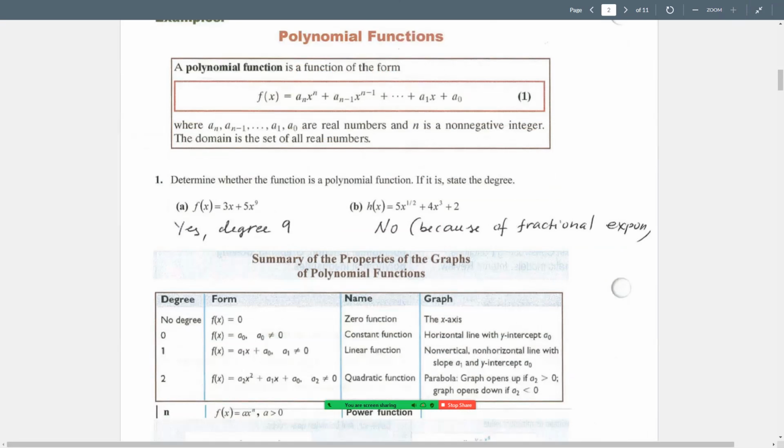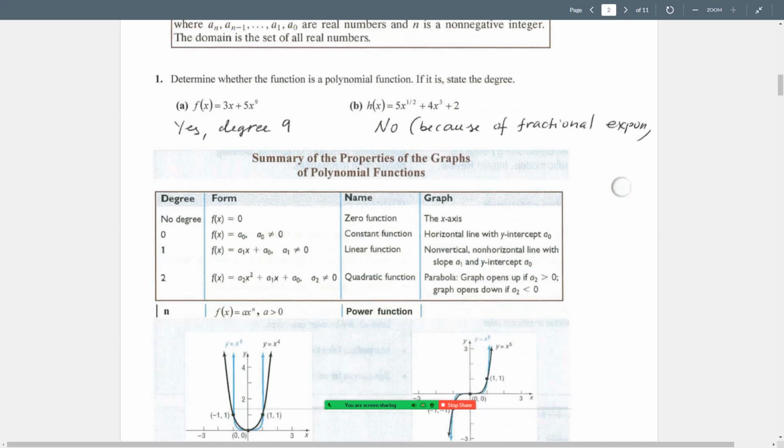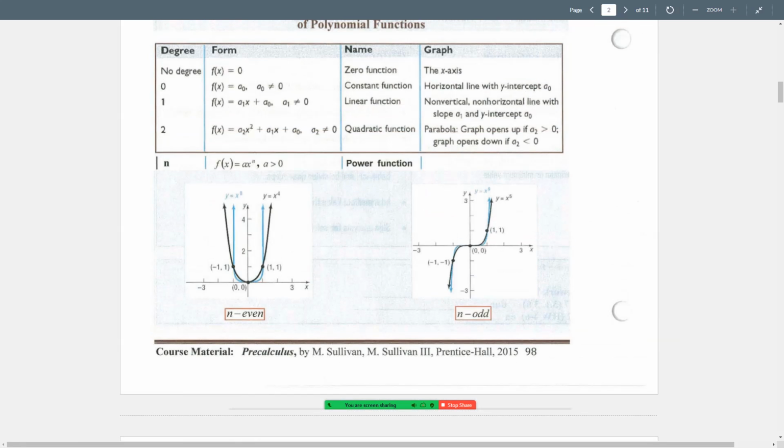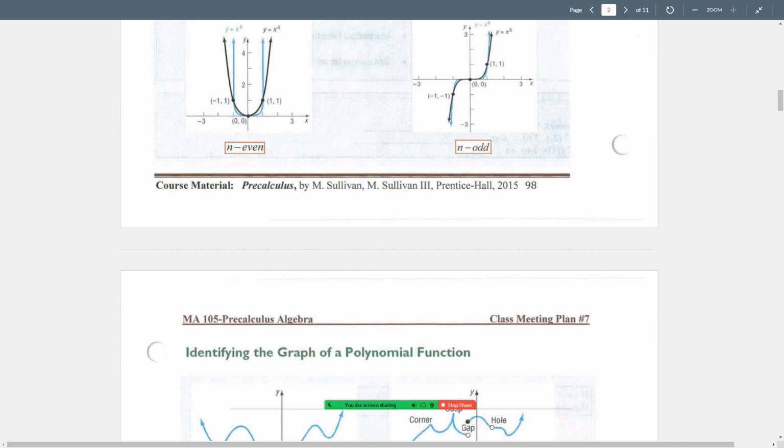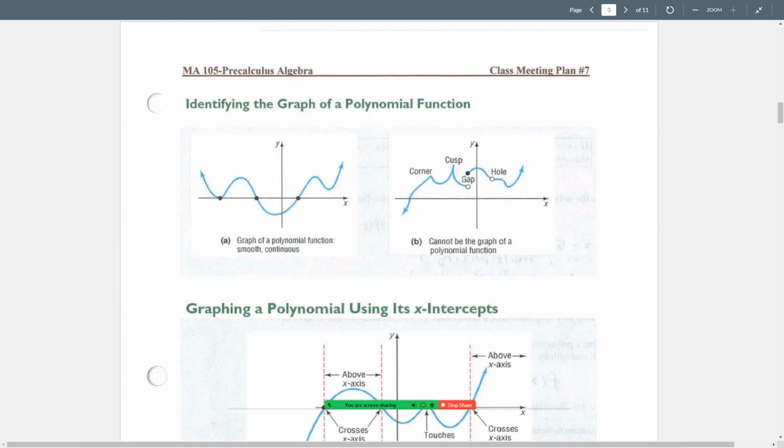This is not a polynomial because polynomials can only have integer exponents. This is a 1/2, not an integer. It doesn't work out. All right, there's two main types. You have evens and you have odds. The evens kind of look like this. So in other words, if the degree is 8 or 4 or 22, they look like this. If it's odd, they tend to look like this. That makes sense. Simple, not too shabby.